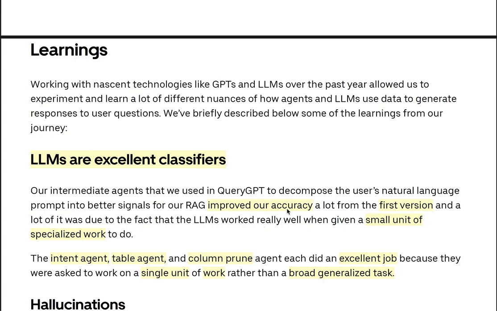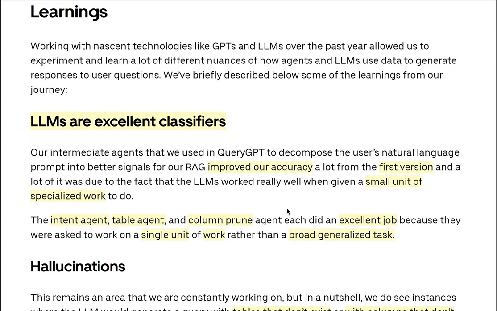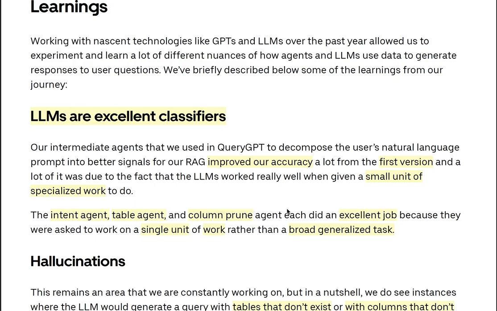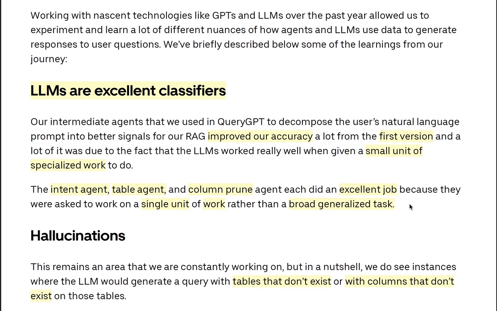A few learnings that they mentioned were, obviously everything was done by LLM, so they knew beforehand that LLMs are very good classifiers. At each and every step they proved it. And breaking down the problem into simpler chunks and assigning each agent to a different problem significantly increased their accuracy, because each agent was very good at its own job. Rather than assigning all the tasks to a single LLM as a generalized task, this actually proved to be very good for them.